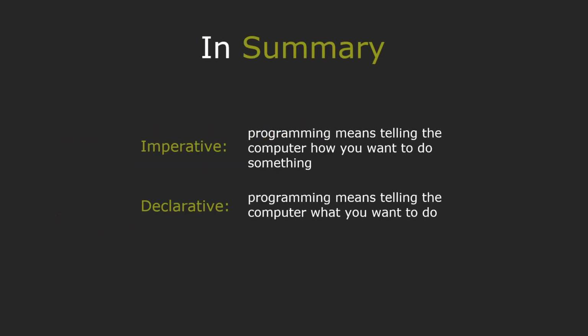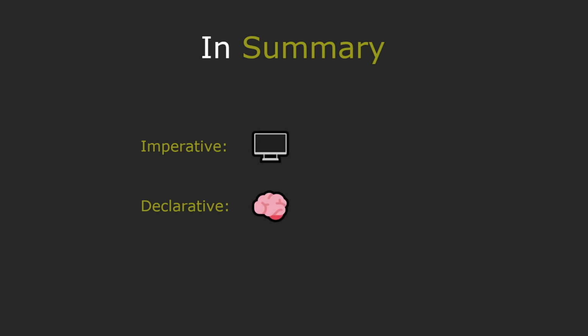So to sum this up, the imperative way of doing things is telling the computer how you want to do something, and declarative programming means telling the computer what you want to do, which essentially means that imperative programming caters more to the machine's model, whereas declarative programming will cater more to the model of a human brain, which is why declarative programming has become a lot more popular in recent years.